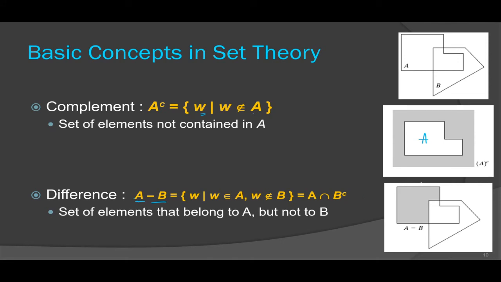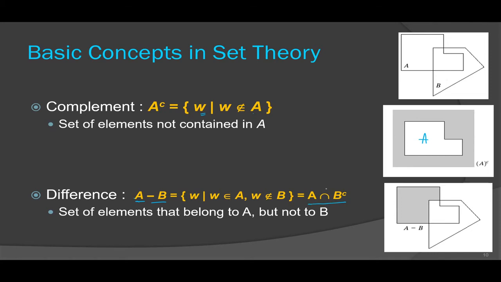So this is my A and this is my B. The elements that are present in A but not in B. See, this shaded region is my difference A minus B. And this can also be denoted as A intersection B complement.